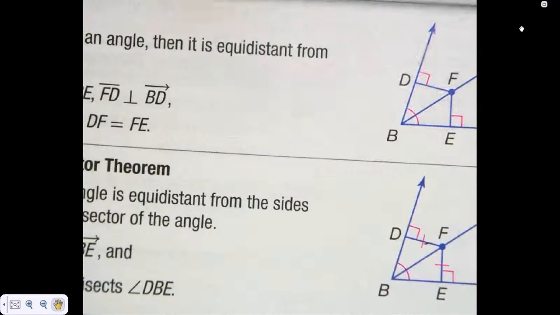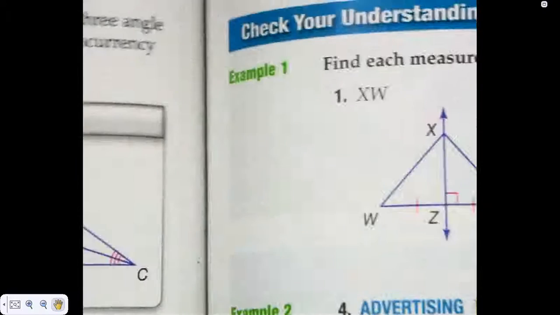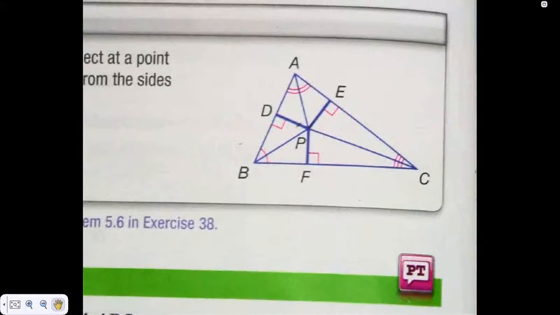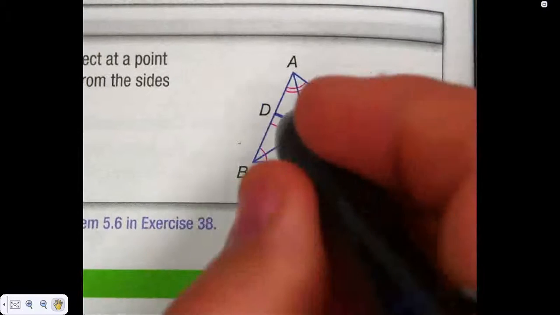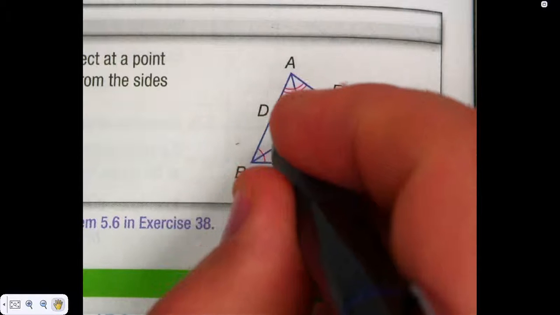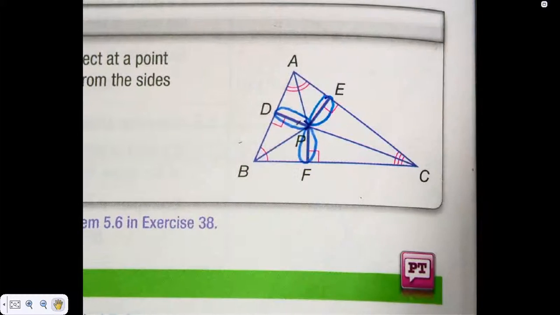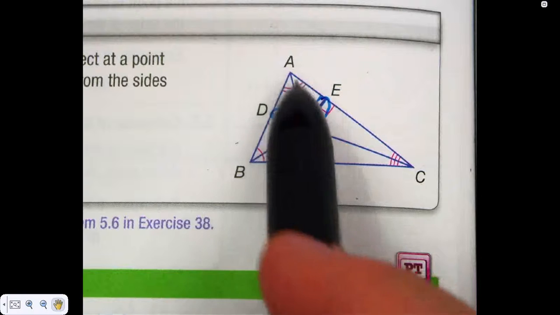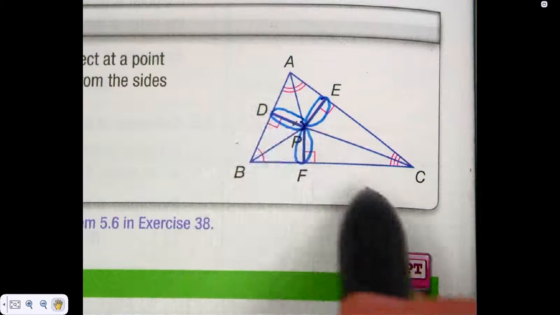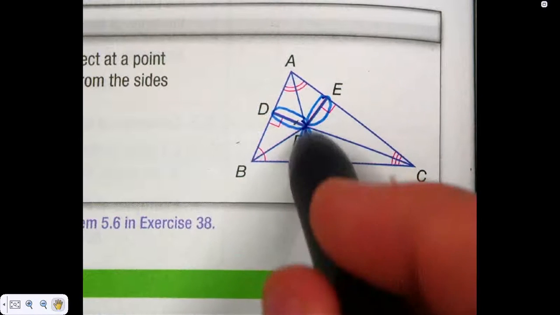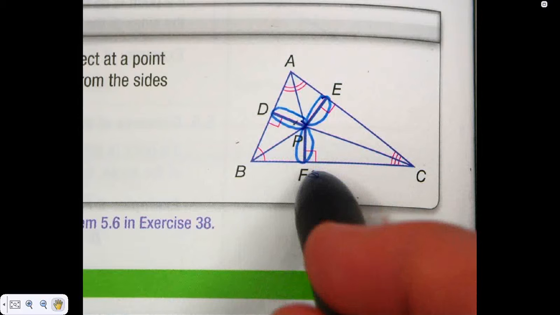When the angle bisectors meet, here we have angle bisectors, you know this distance is equal to that distance, and equal to that distance. As you see, these are three angle bisectors. Angle bisectors are the same distance from the sides, so you measure them along the right angle, right?